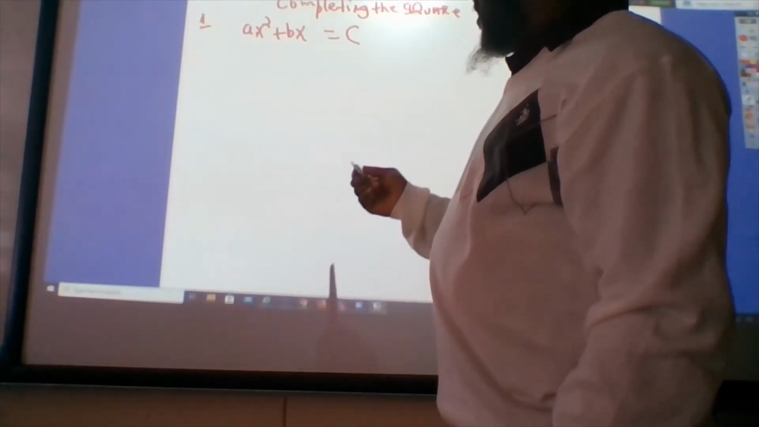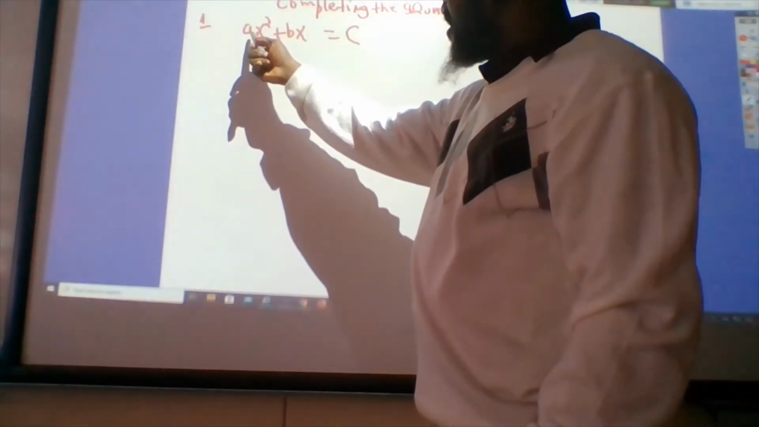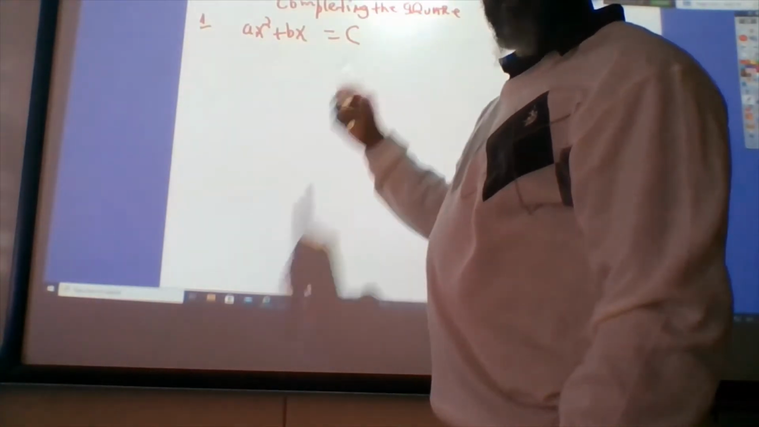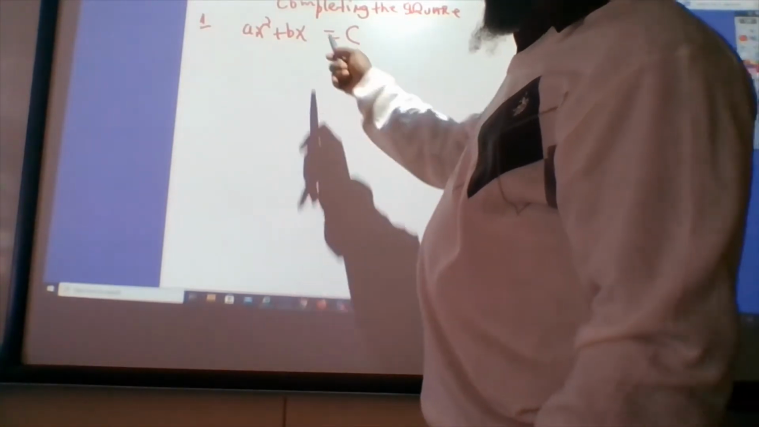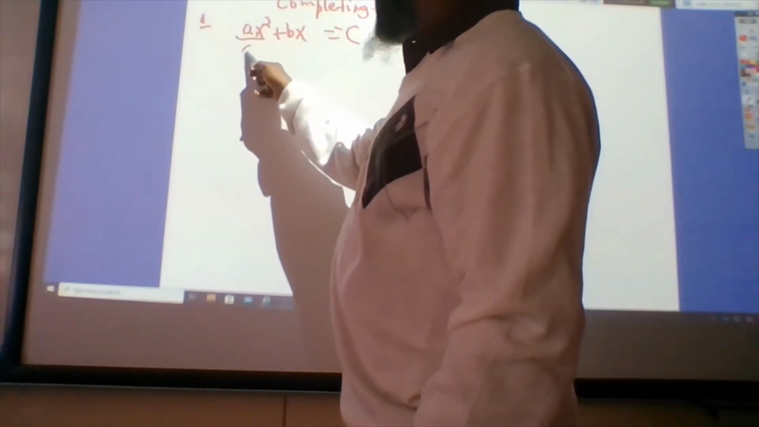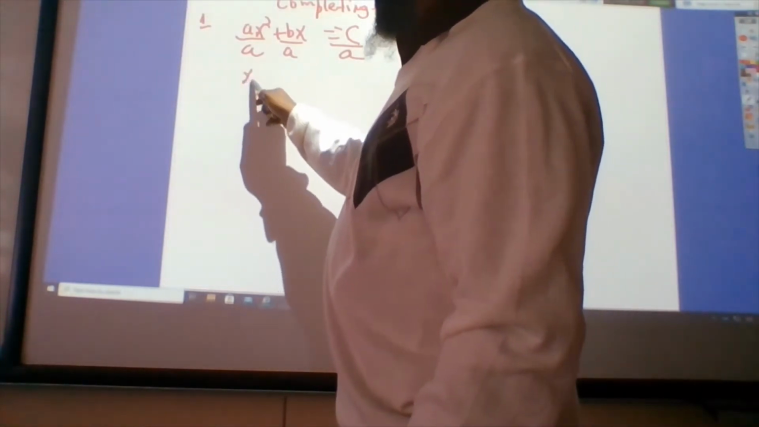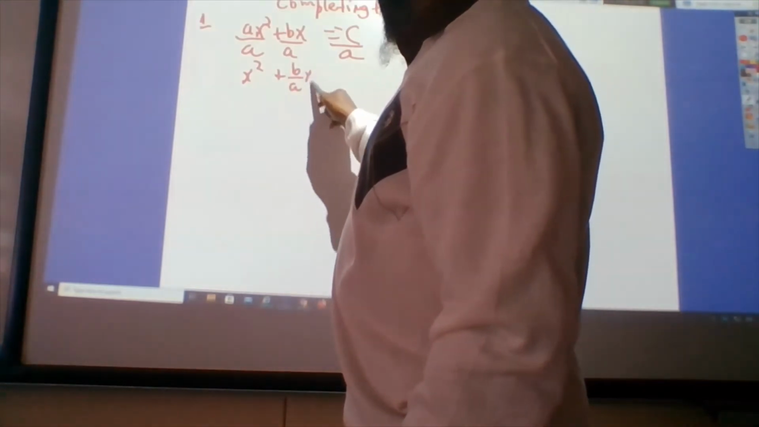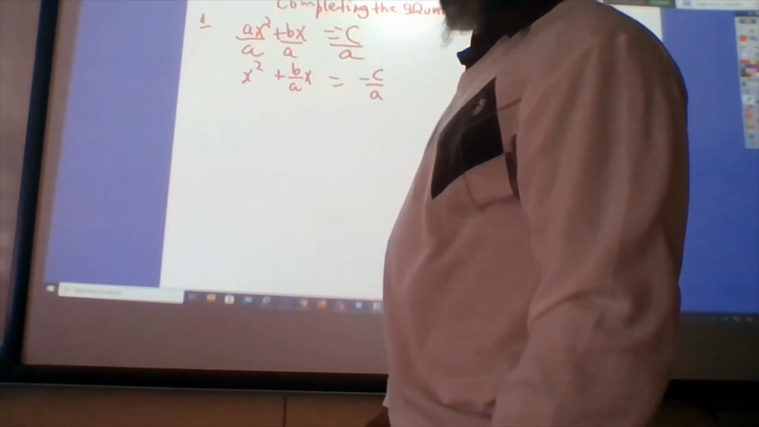Then what you will have to do next, your goal is to have the coefficient of a be 1. If a is not 1, you divide everything by a. Remember that if you move c to this side, that's what you will have. Then you divide everything by a. Then you will end up with x squared plus b over a x is equal to minus c over a. That's what you will end up with.